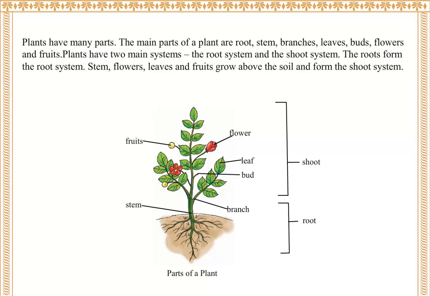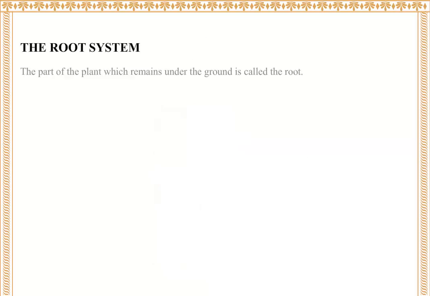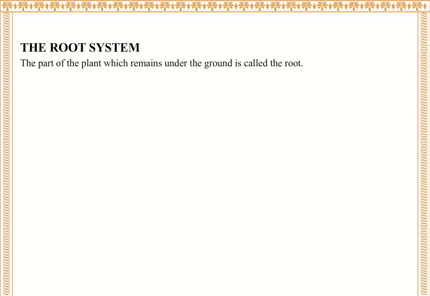Plants have two main systems, the root system and the shoot system. The roots form the root system. Stem, flowers, leaves, and fruits grow above the soil and form the shoot system. Parts of a plant. The root system. The part of the plant which remains under the ground is called the root.